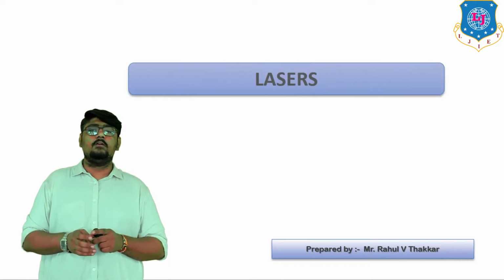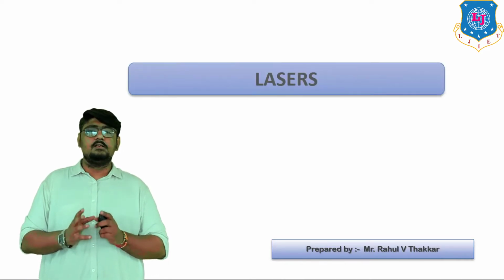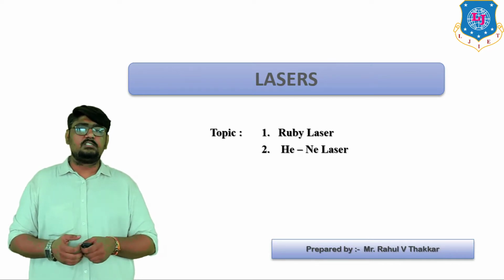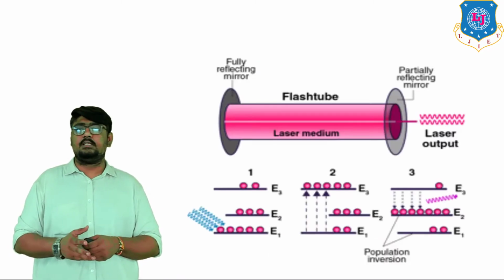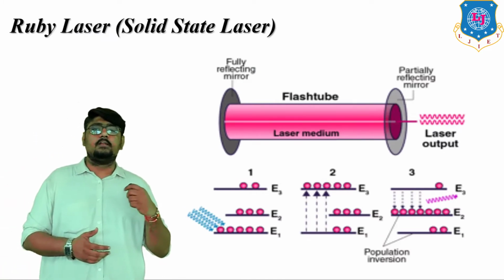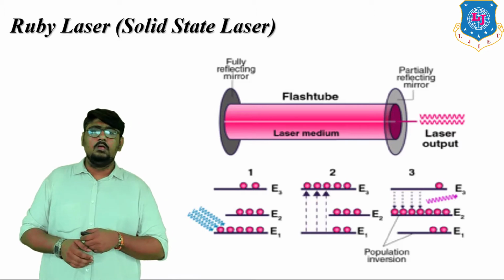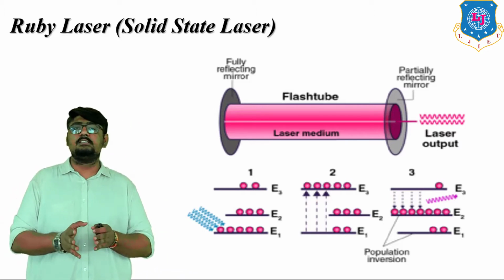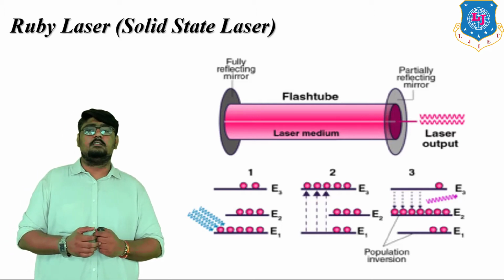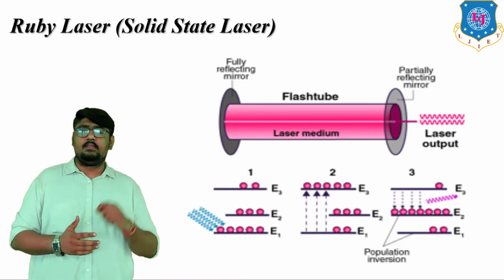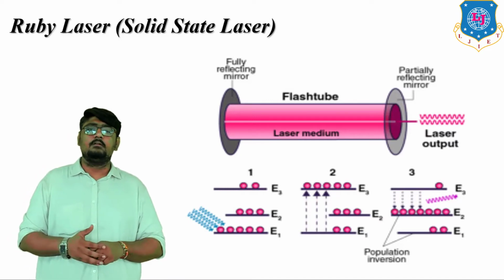Now, in the current video, we are covering topics such as ruby lasers. Okay, so let us start with the first topic of today's session, that is ruby lasers, or we can also say solid state lasers. The ruby laser was the first successfully developed laser, in the year 1960 by Maiman, M-A-I-M-A-N. That is the name of the inventor.